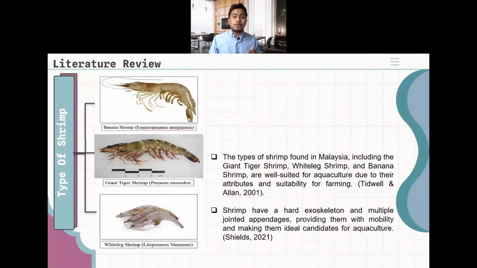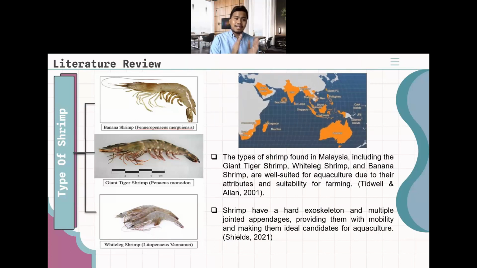So right now we go through the slide on literature review. We start with type of shrimp. Shrimp, small but significant creatures in the aquatic world, belong to the Decapoda order and play a vital role in global aquaculture, including Malaysia. The figure in this slide shows, according to Tightwell and Allen 2001, the types of shrimp found in Malaysia that are ideal for aquaculture, their attributes and why they are well suited for shrimp farming.